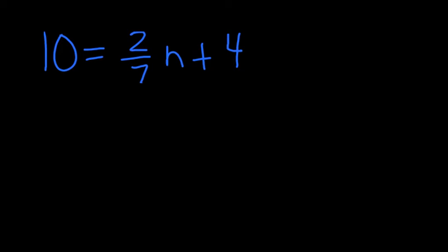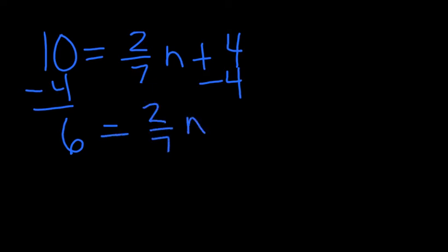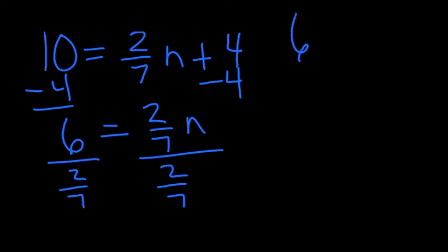Okay, here's another one. It's a little bit different. We're going to take care of the plus or minus thing first. Minus 4, minus 4. So 6 equals 2/7 times n. Now, when you have a fraction, there's a shortcut. It's fine if you want to divide by 2/7, divide by 2/7. That works beautifully, but let me show you the shortcut.